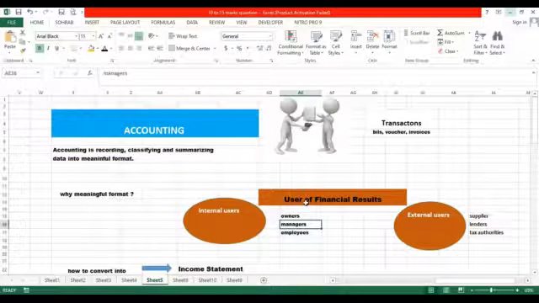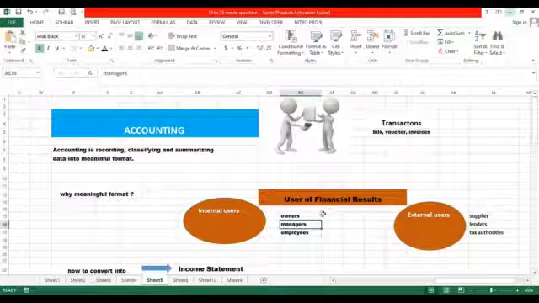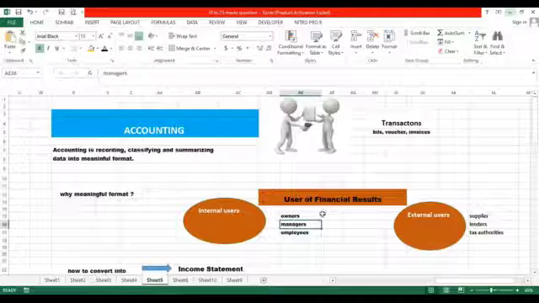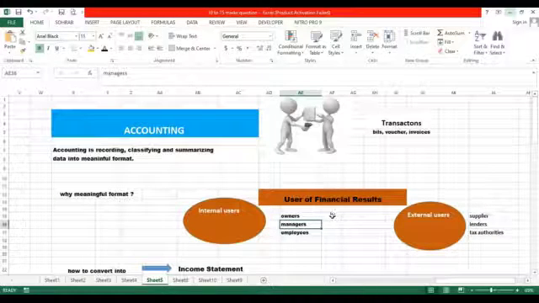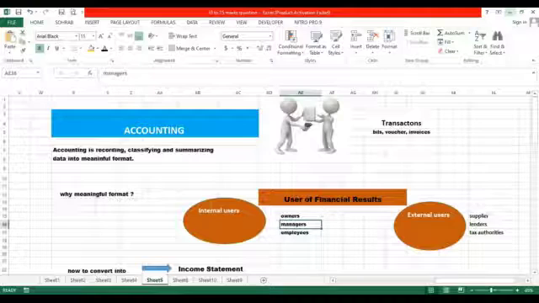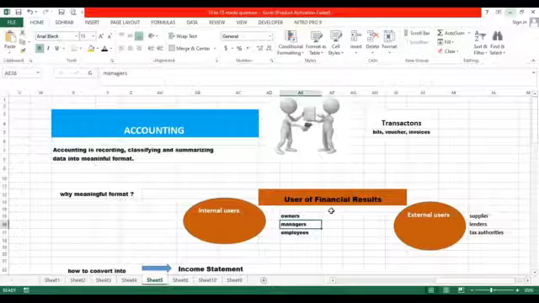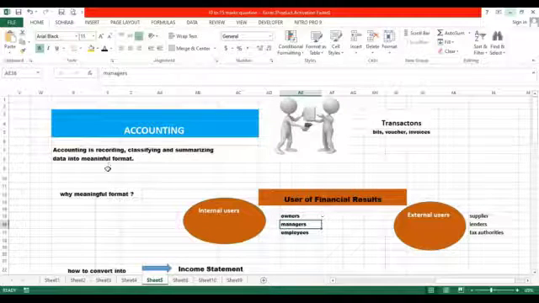First, we will talk about accounting. What is accounting? In a company, a lot of transactions happen on a daily basis, and these transactions generate a lot of bills, vouchers, and invoices. These transactions are based on bills, vouchers, and invoices, and they generate a lot of data in a company. So being accountants, what do we do? We record that data, classify that data, and finally summarize that data into a meaningful format.